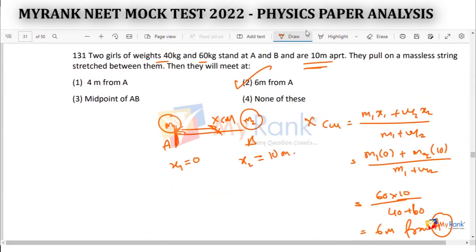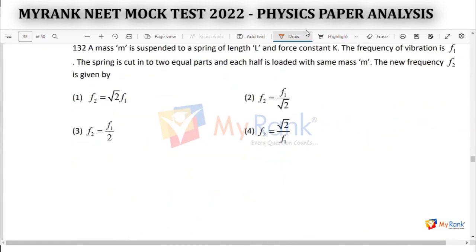The substitution formula based. And next. A mass M is suspended from a spring of length L and force constant K. The frequency of vibration is F1. The spring is cut into two equal parts and then each half is loaded with the same mass. The new frequency is given by. So when the spring is cut, the frequency will increase, students, definitely. That's the first observation you should have. And the next is the frequency equation. For the first case, F1 is nothing but 1 by 2 pi root over K by M, students. It's the loaded spring case. This is the frequency, reciprocal of time period, students. For time period, it would be M by K in the root.